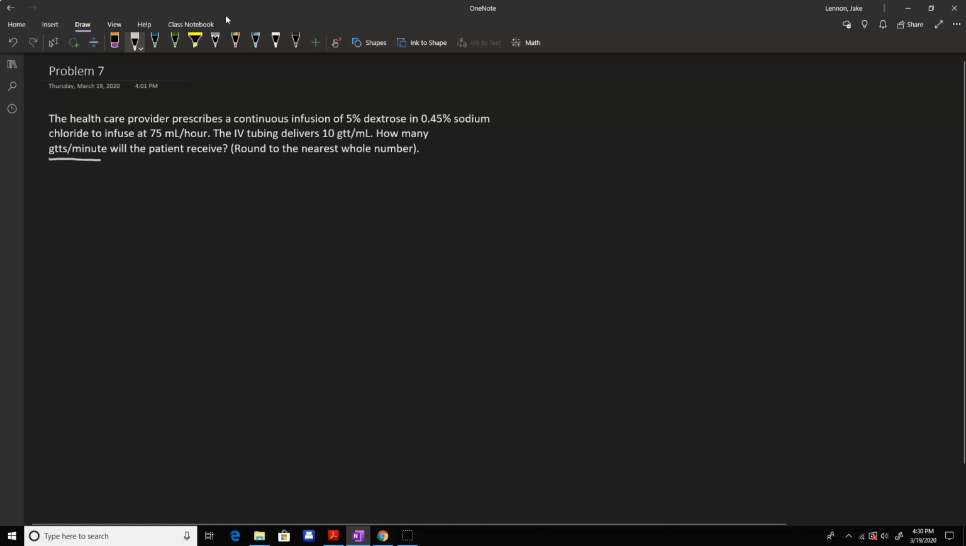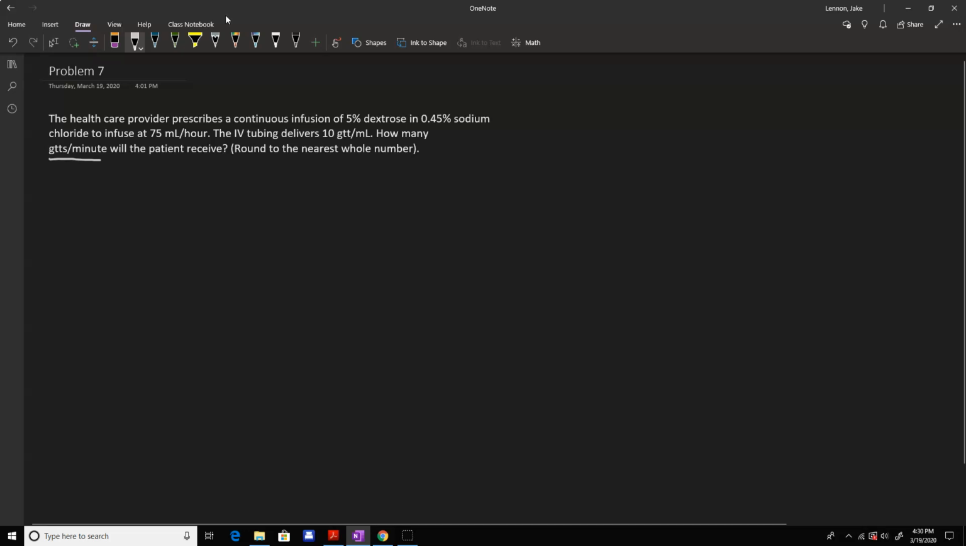So this would be known as macro tubing. 10 drops per milliliter would be pretty big. Micro tubing would be smaller tubes, and it would take more drops to make up a milliliter, maybe something like 60 drops per milliliter. So sometimes you'll see those terms referred to in the literature.